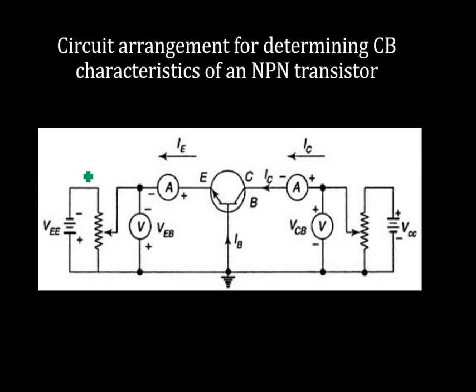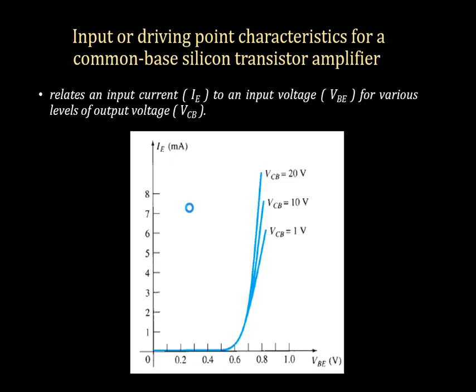Now this is the circuit arrangement for determining the common base characteristics of an NPN transistor. You can see here there is an input. You want to vary the voltage across the emitter base junction. So for that you have a potentiometer here, and you have another potentiometer here to vary the voltage VCE. Depending on whether you want to plot the input characteristic or output characteristic, you can keep some parameters constant and then plot the characteristic.